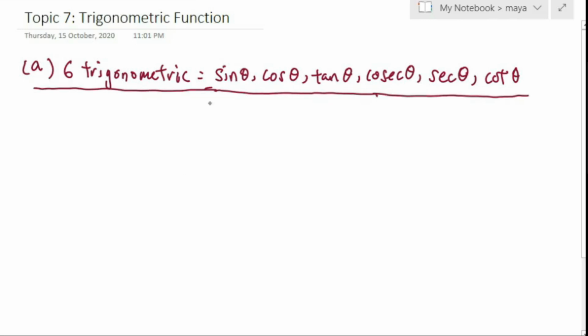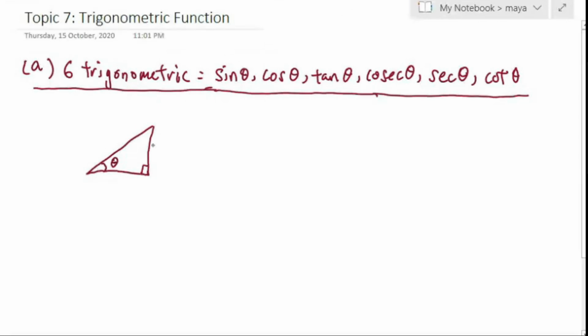Normally, we want to do our sine, cos, tangent, we need a right angle triangle. So it must be an acute angle. In another way, we can say it must be an acute angle. So in a right angle triangle, the angle here must be an acute angle. So when we have an acute angle, we label here as theta.